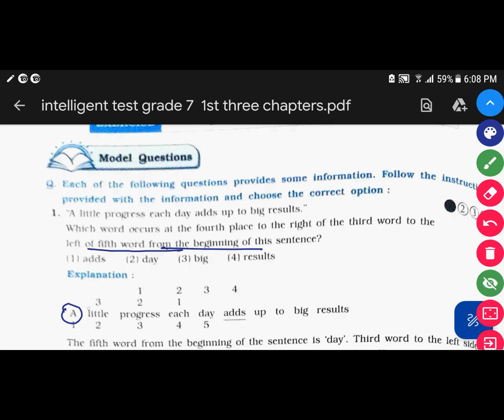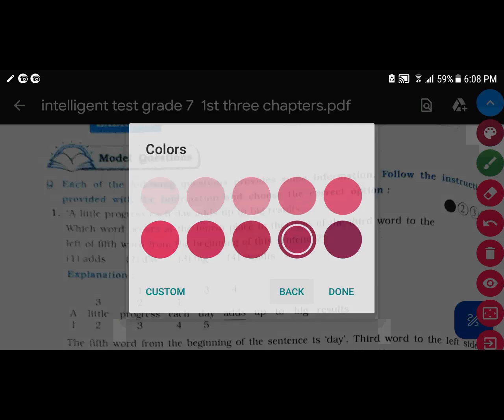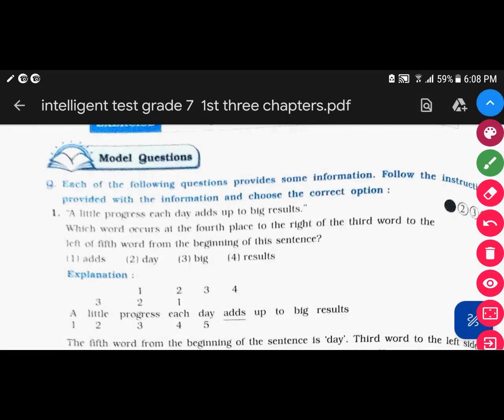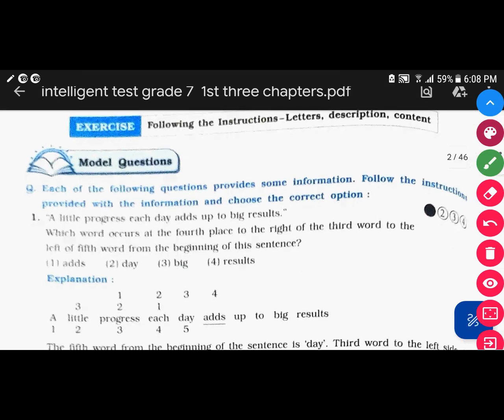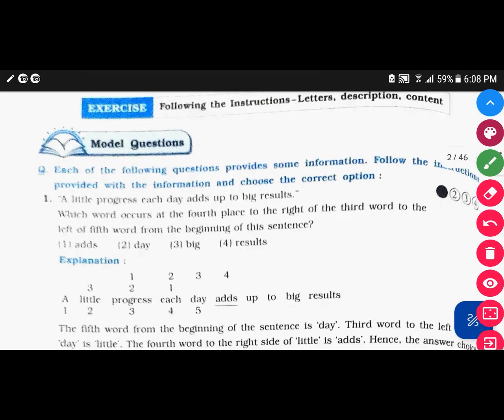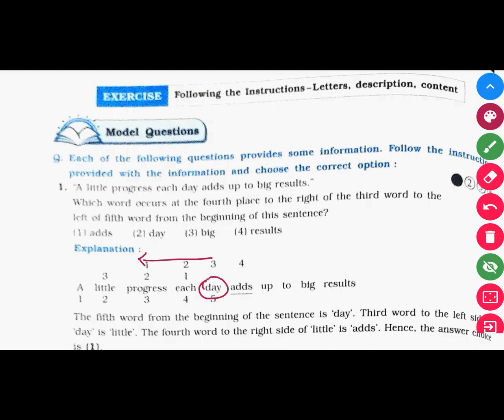Now see, A is 1 number, little is 2 number, progress is 3 number, each is 4 number, day is 5 number. Now we got our fifth word from the beginning, which is day. Okay. Now what is given? Third word to the left of fifth. Now fifth word is day, and left of this word means our left hand side from day. Now count which is the third word from the left of this fifth word. So each is the first word, progress is the second, and little is the third one.